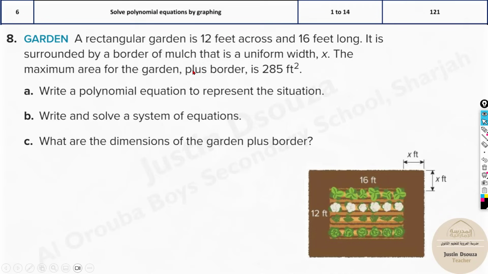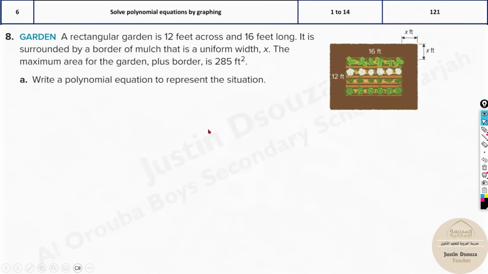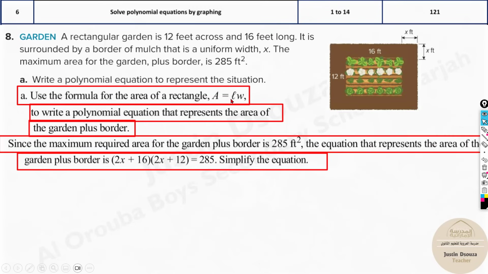It is surrounded by a border of mulch that is of uniform width x. The maximum area of the garden plus border is 285 feet square. Now everything is given. You just need to write a polynomial equation just like the previous one. The area is what? Length into width.